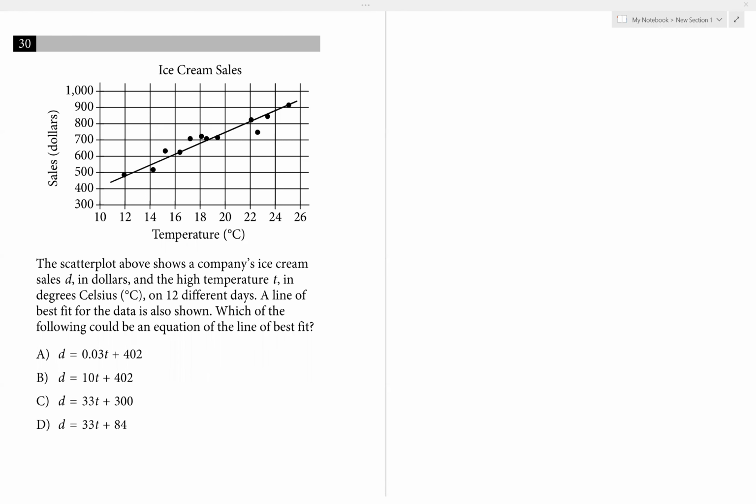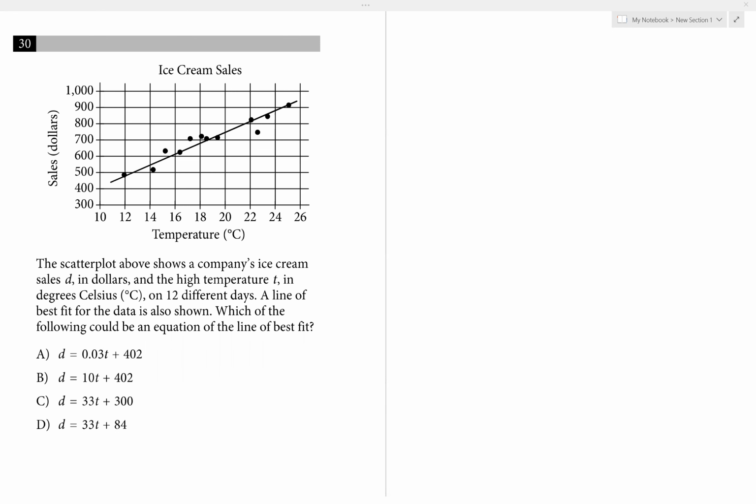All right, number 30. The scatter plot above shows a company's ice cream sales D in dollars and the high temperature T in degrees Celsius on 12 different days. A line of best fit for the data is also shown. Which of the following could be an equation of the line of best fit? Okay, this is another scatter plot and line of best fit question. We're trying to write the equation for the line of best fit.